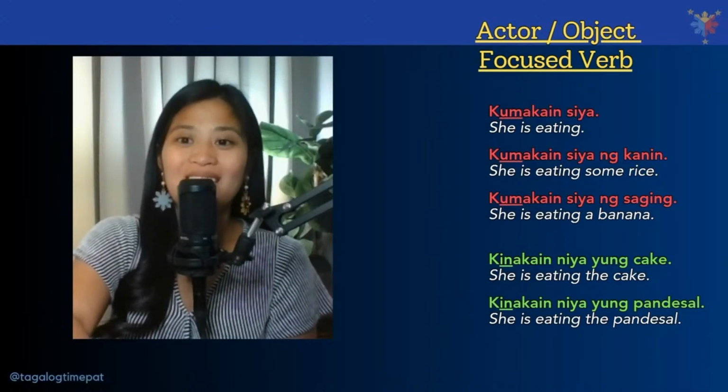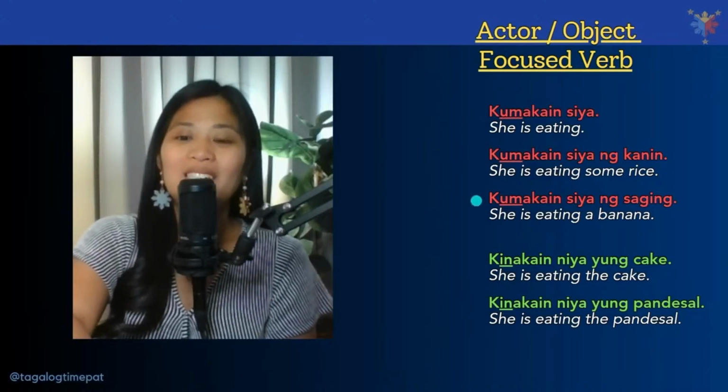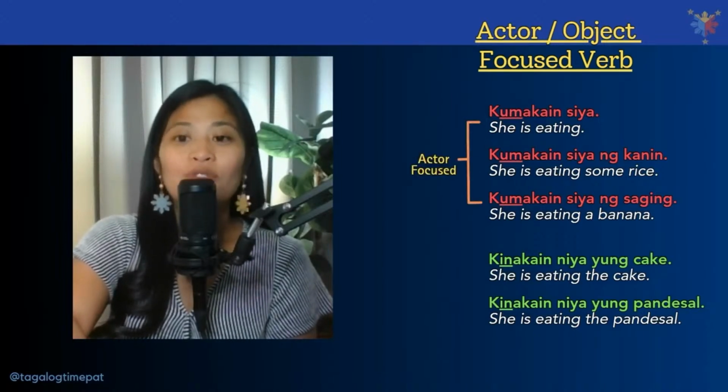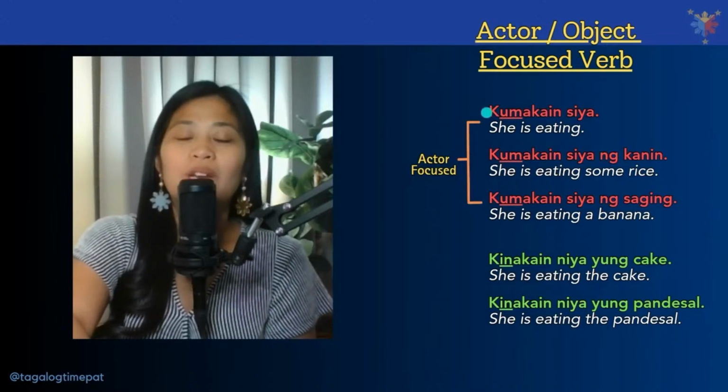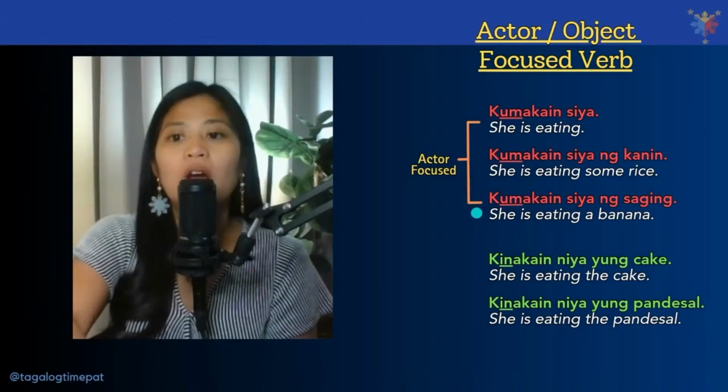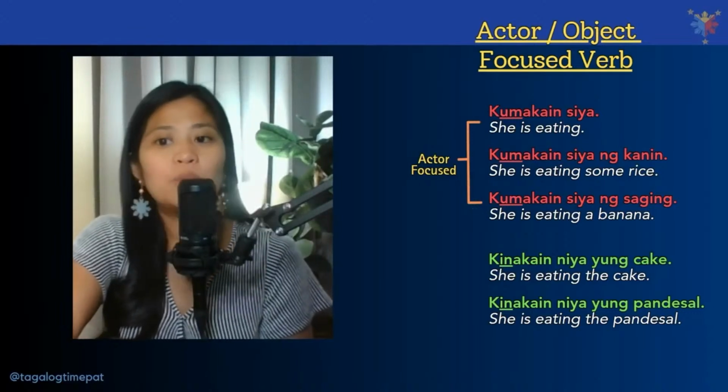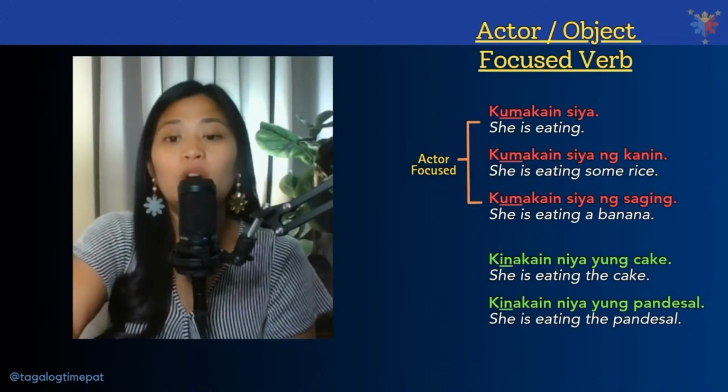What's the difference here? When kain is being conjugated as an um verb, it is an actor-focused verb. So in these examples, it's like asking, what is she doing? Oh, she's eating. She's eating some rice. She's eating a banana. What is she doing?